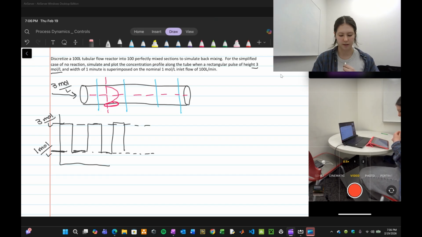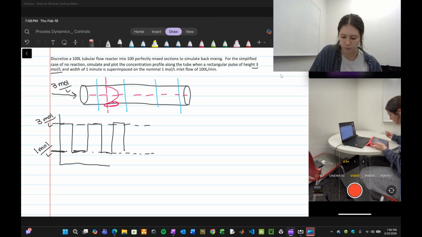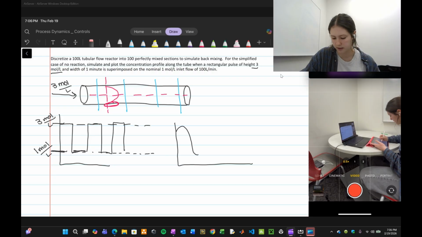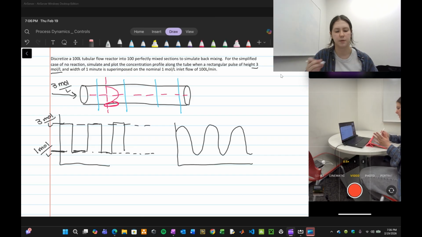We can't make it increase or decrease in the span of no time at all. So more realistically, what these pulses are going to look like is they're going to have some more curves to them. It's going to be more like this, where it's not a sharp turn there, it's more gradual.